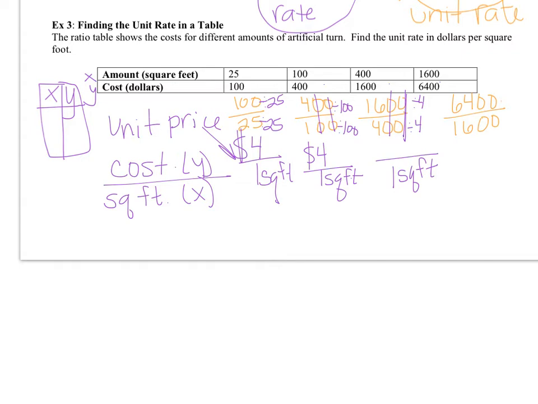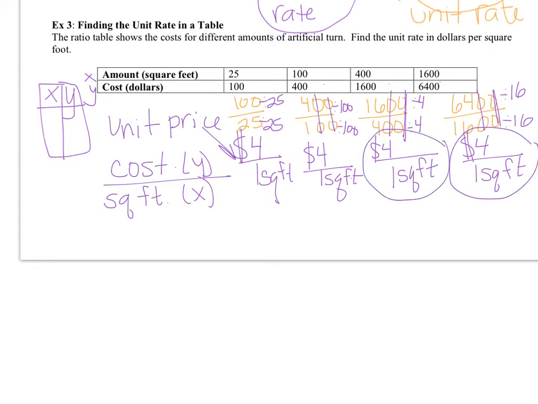And 16 divided by 4 is 4. So $4, again, gets us 1 square foot. All right, one more time. Cross off the double zeros on both of them. And 16 and 64. Dividing by our denominator to get our unit price, 1 square foot. And then 64 divided by 16 is 4. That worked out good. All right, so I have $4 for 1 square foot every single time.